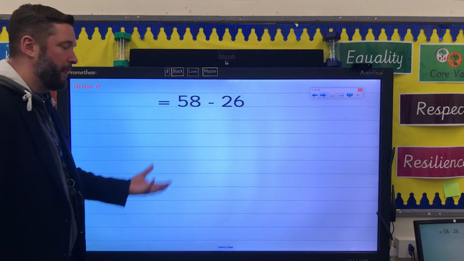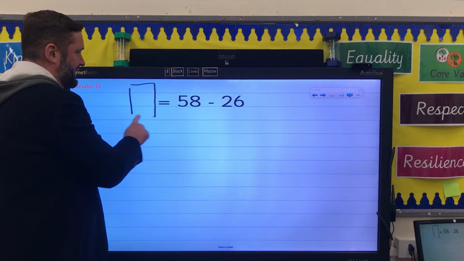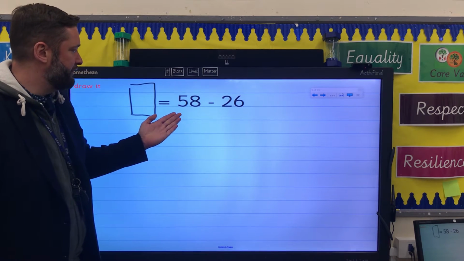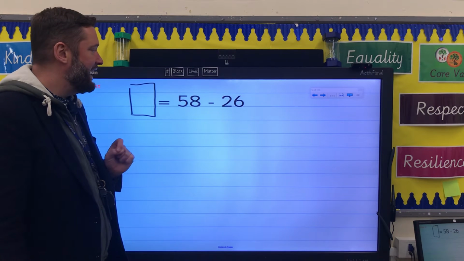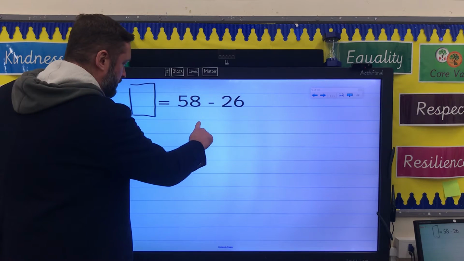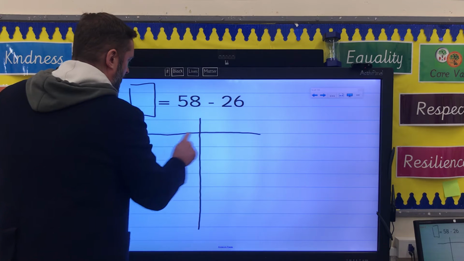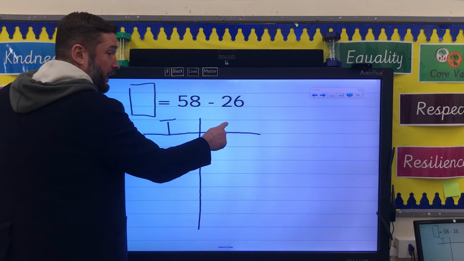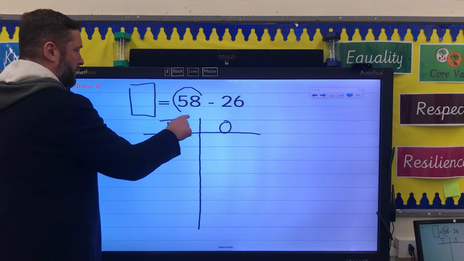Now remember, calculations can start with the answer. So don't be confused. Read this calculation for me. 58 subtract 26 equals, okay? We're just going to put the answer there. And you will draw a place value chart. And I'm going to write what here? T for tens. What here? O for ones. And I'm going to make my whole.